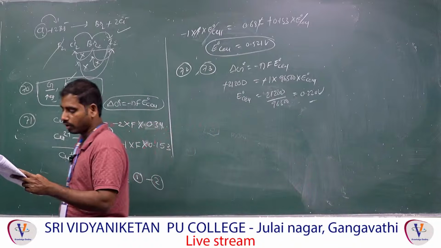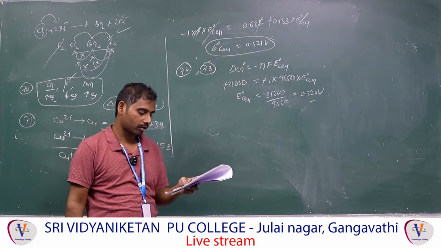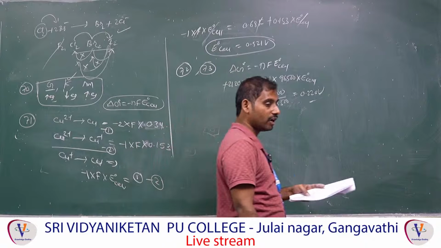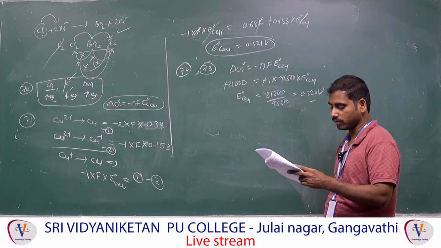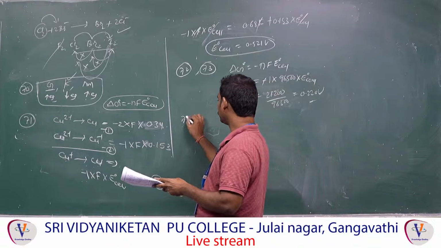Next one, 74. Electrolyte used in the lead storage battery is sulfuric acid. 38% sulfuric acid, which one? Weight by weight, not weight by volume. Weight by weight of 38% of H2SO4.